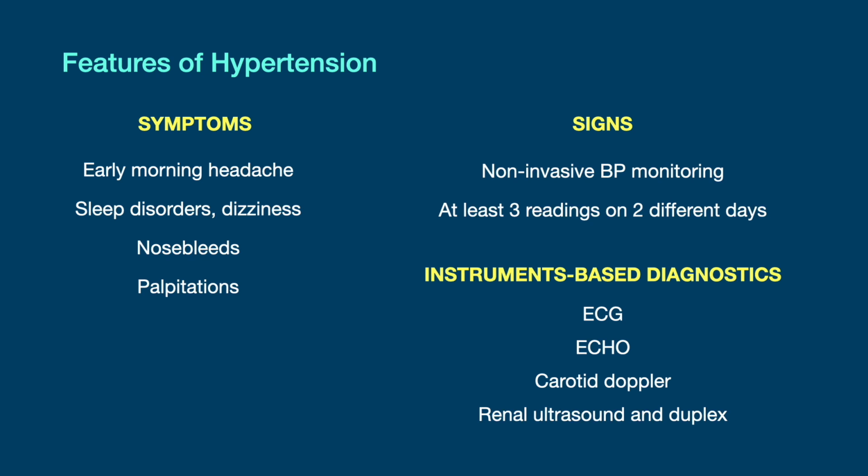Symptoms of arterial hypertension frequently manifest themselves rather late. Typical symptoms include early morning headache, sleep disorders, dizziness, nosebleeds, and palpitations. In cases of secondary hypertension, symptoms of the individual underlying disease will accompany those of hypertension.